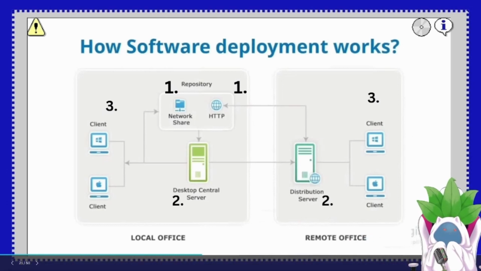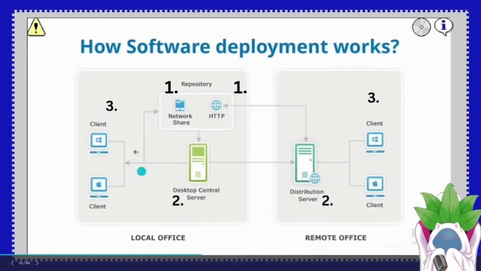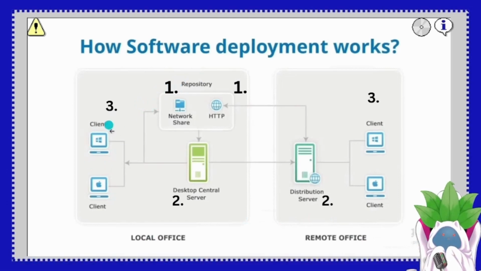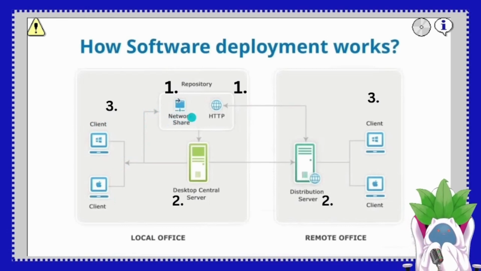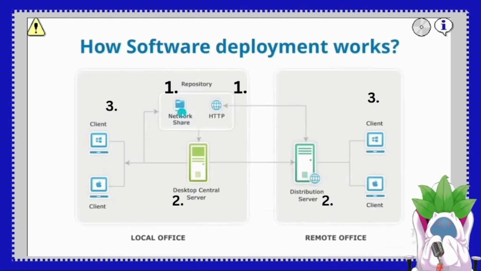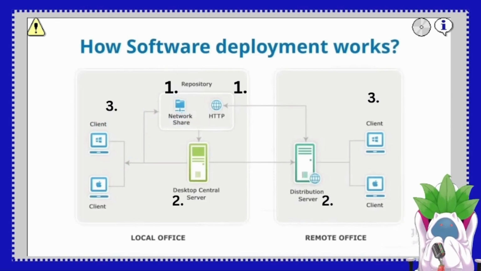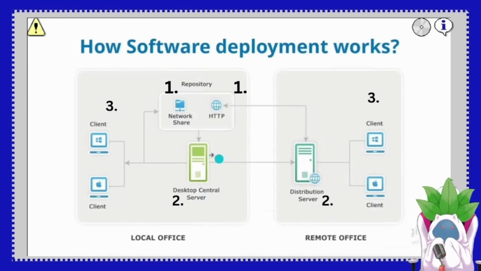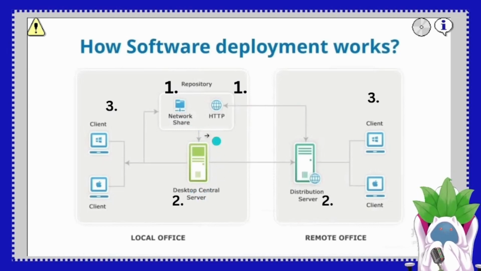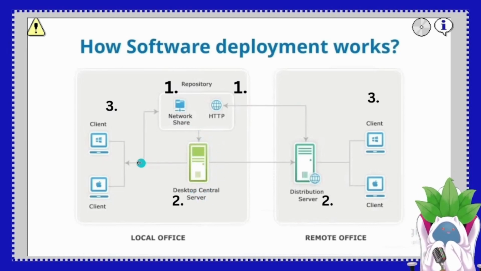So let us start first in the local office. First things first, the clients will connect to a local network share. After connecting, creating a package will follow. This is where we specify executable files which we will distribute to all local machines. You create a package here in the desktop central server, which will be distributed to clients.